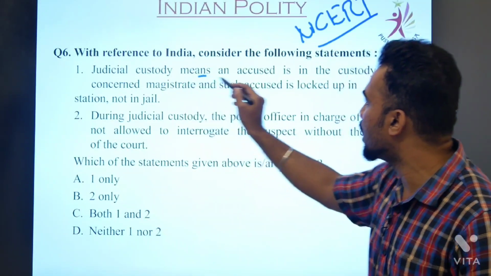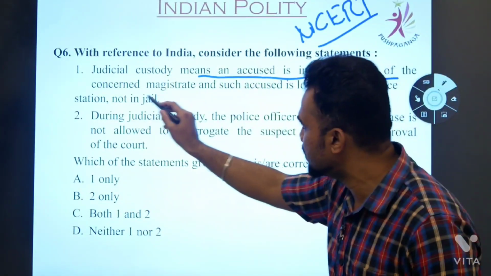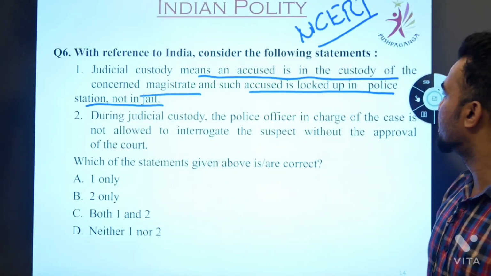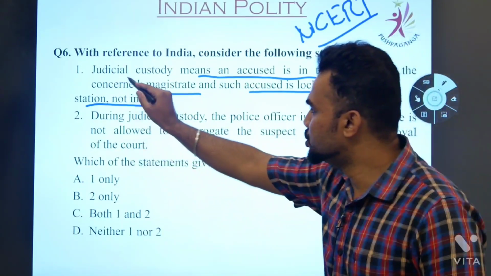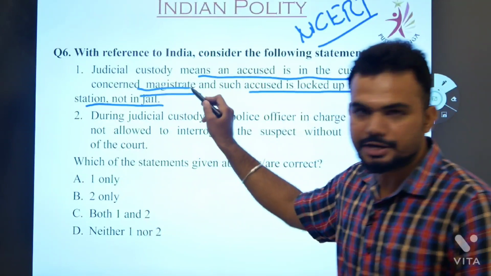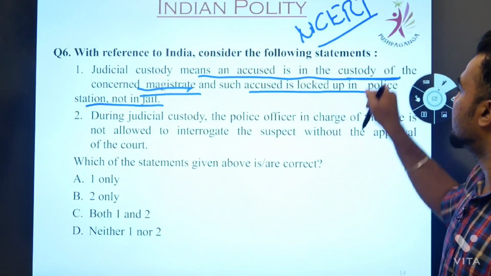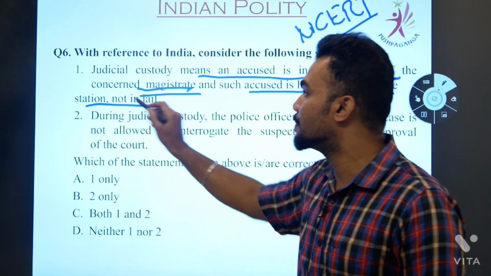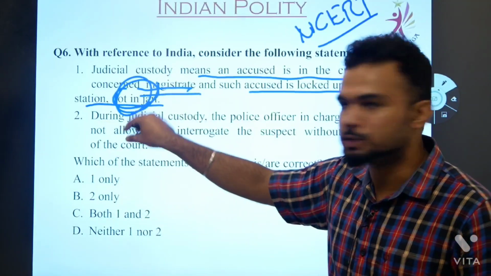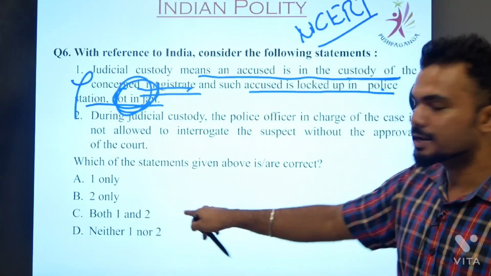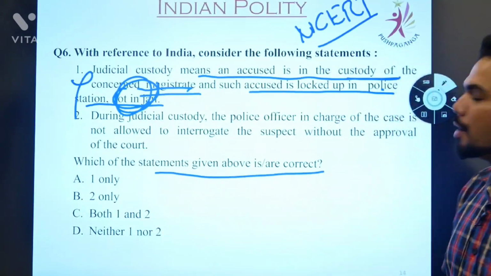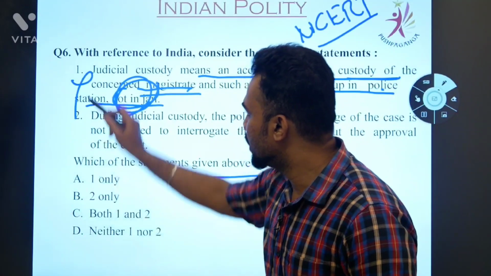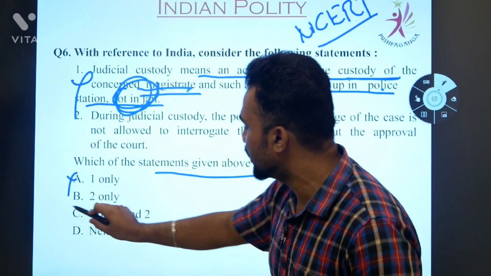Judicial custody means an accused is in the custody of the concerned magistrate, and such accused is locked up in a police station, not in jail. Okay, so here the question says judicial custody is the custody of the magistrate. If it's the custody of the magistrate, he will not be taken to the police station. He will be taken to a jail. So this statement is wrong, so the first option will be wrong. Here he is asking which of the statements given above are correct. Okay, this is not correct. This is wrong. So anyway, 1 is wrong, so both 1 and 2 will be wrong.